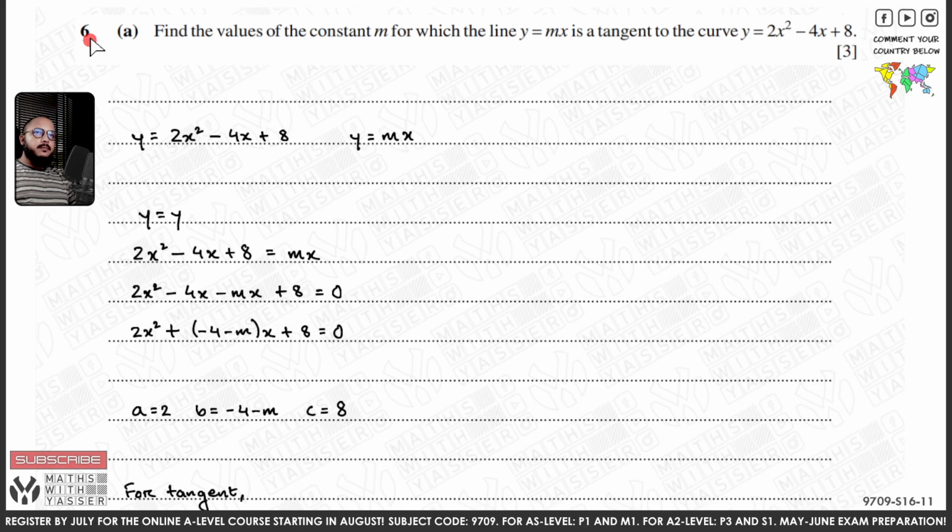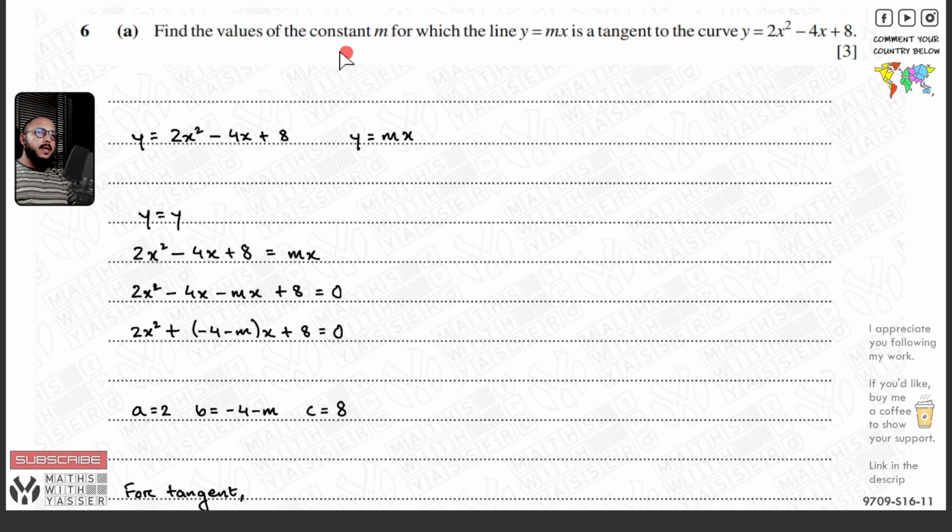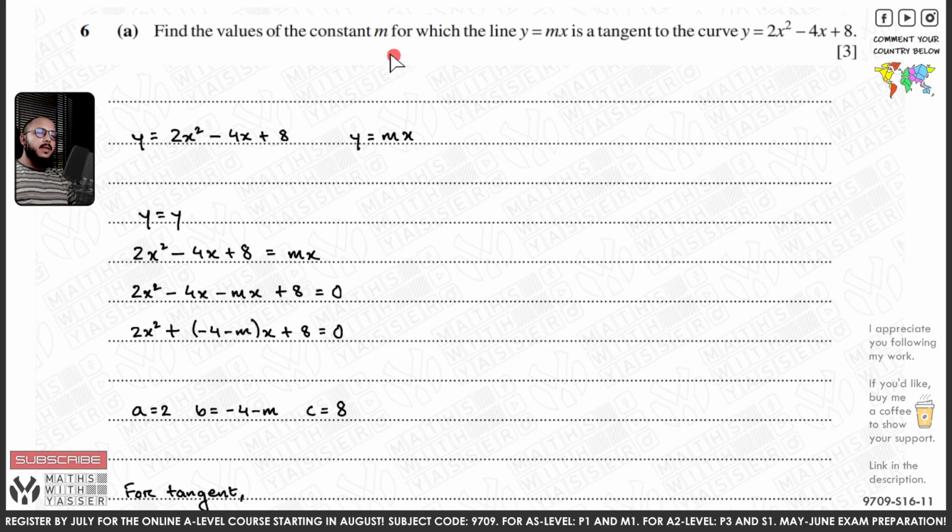Question number 6. Find the values of the constant m for which the line y equals mx is a tangent to the curve y equals 2x square minus 4x plus 8. So this question has got to do with the discriminant. So we need to find the values of m for which this line is a tangent to this curve. That means it will be meeting at one point. That means the discriminant must be equal to 0.